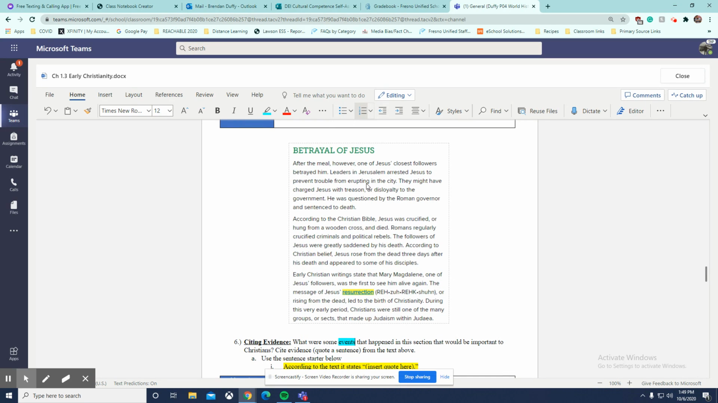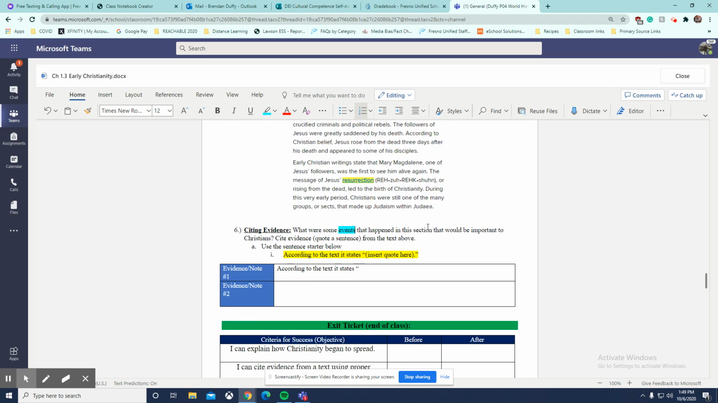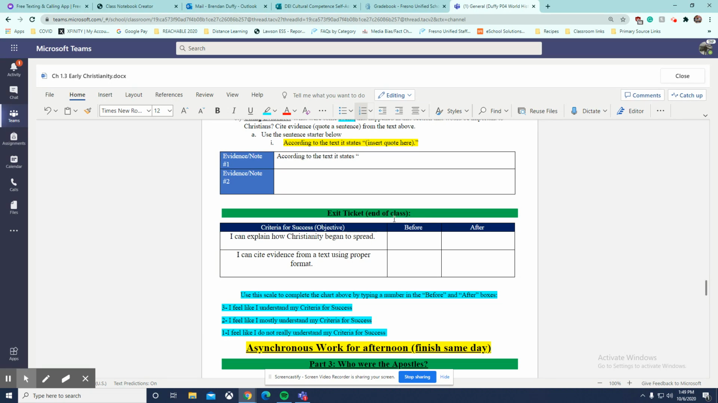Especially the story of the betrayal of Jesus and their belief in the resurrection of Jesus is very important to Christians. Make sure you're reading this to understand that story. Then you're going to do your exit ticket. You were supposed to do the before part before we read the assignment. We went over that in class.